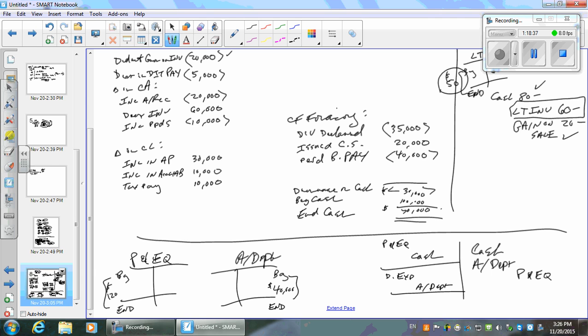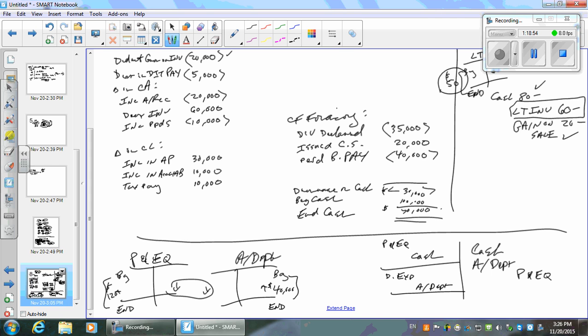Those are the possibilities. So I have an increase here for buying something, and I have a decrease here for selling something, perhaps. I have a decrease here on the accumulated depreciation for what I sold. Those two are going to go together. And then I have an increase for my depreciation expense.